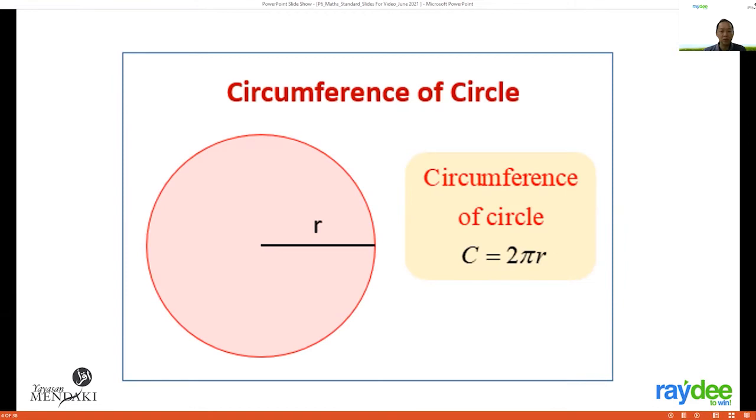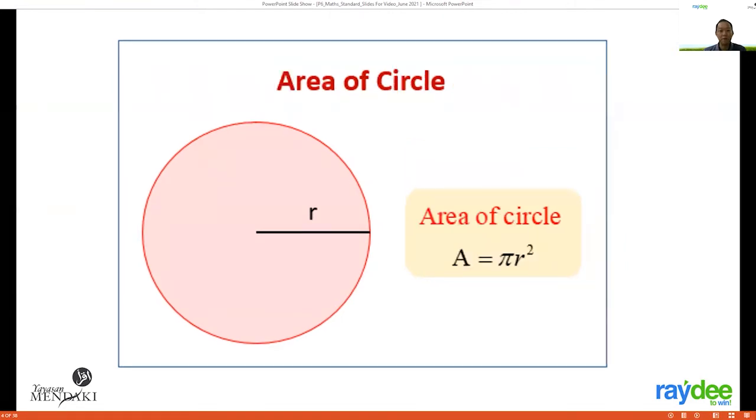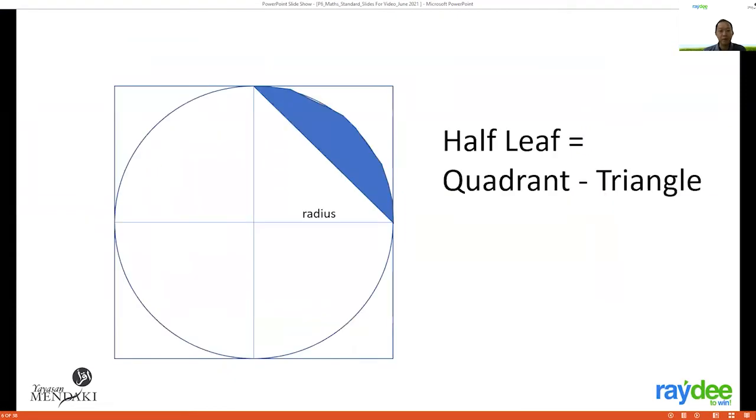So circumference is just 2 times pi times r. Area of circle is just pi times r, or pi r squared. Here is the special part, which is a half leaf. So where exactly is the half leaf? You can see my pointer. This is the half leaf, and this is the radius.